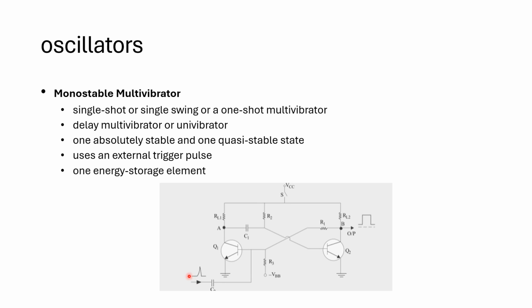So this is our external trigger pulse, and we only have one energy storage element this time, which is our C1. Okay, so Q1 is coupled to the input of our Q2. Take note, only this portion here has a capacitor which is capable of charging and discharging, and this time your connection here, R1 going to the base of your Q1, is no longer a capacitor.